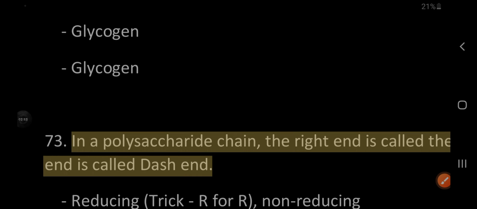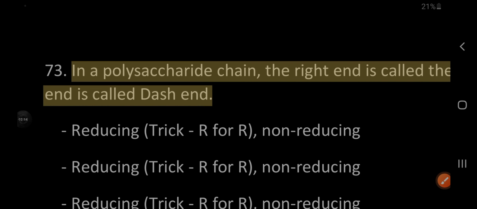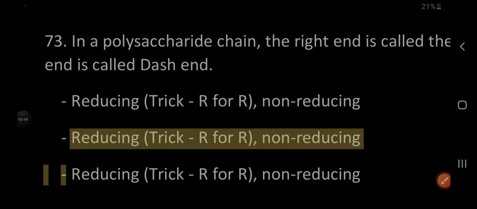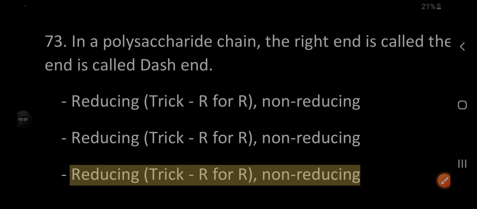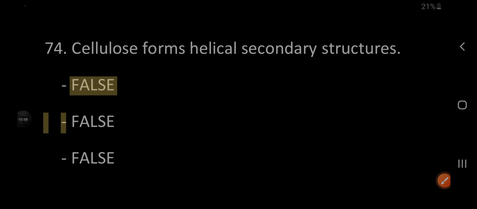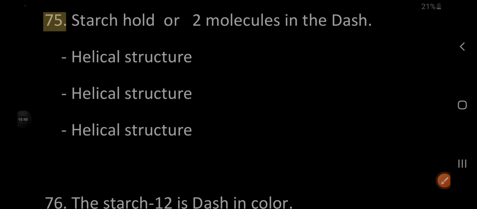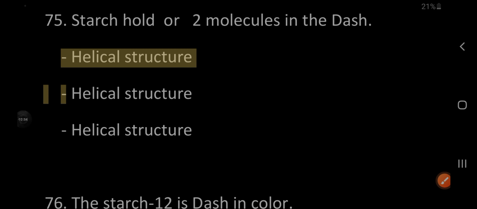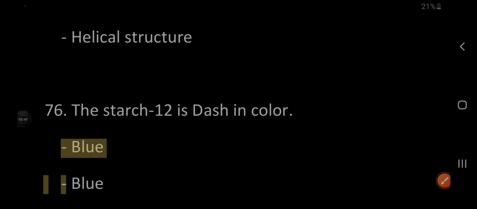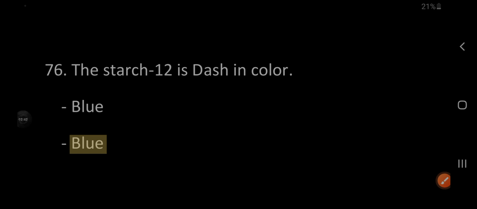73. In a polysaccharide chain, the right end is called the reducing or non-reducing end, and the left end is called the non-reducing end. Reducing, right; non-reducing, left. 74. Cellulose forms helical secondary structures. False. 75. Starch holds the two molecules in the helical structure. 76. The starch iodine test is blue in color.